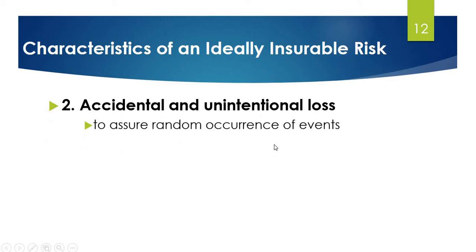The second characteristic is accidental and unintentional loss. The insurance policy will cover only accidental and unintentional losses. For instance, you have got a house insurance policy, but it does not mean that as you have got an insurance policy you will receive financial benefit if you burn your house intentionally.